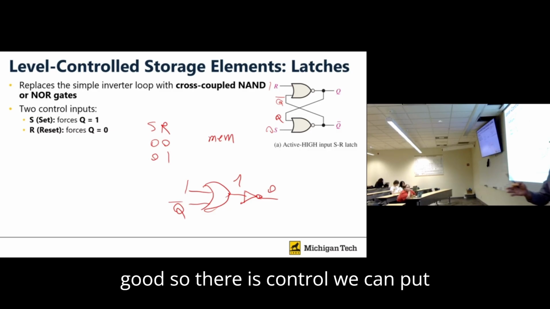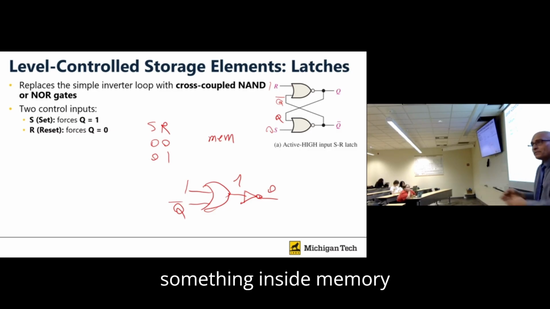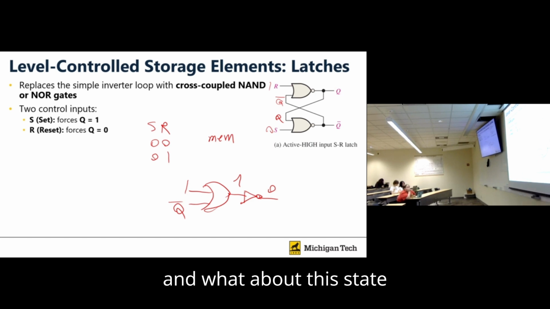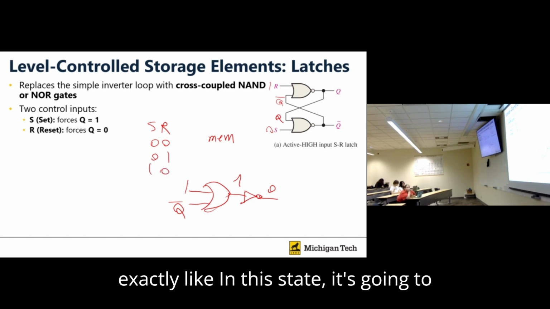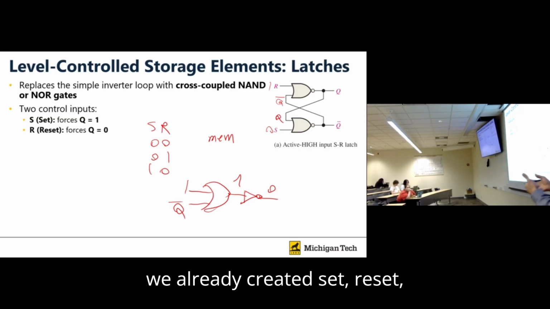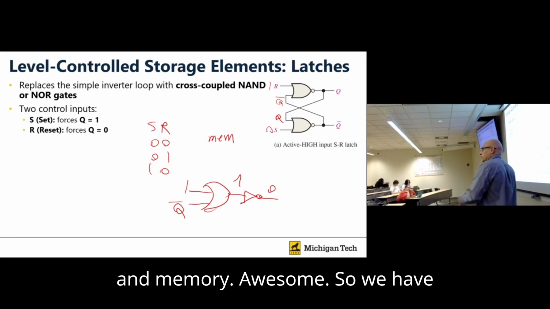Hey, that's good. So there is control. So we can put something inside memory. And what about this state? Exactly. In this state, it's going to be set. So we already created set, reset, and memory. Awesome. So we have everything we want.